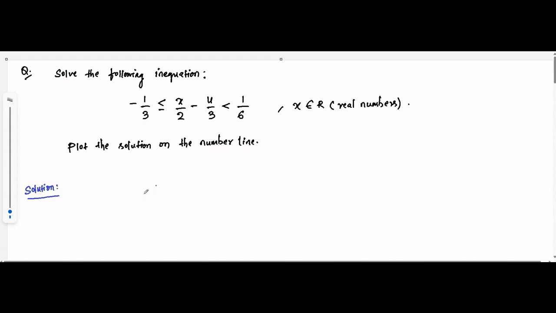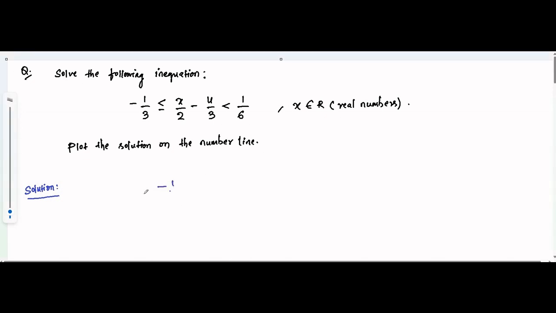So here is another question on linear inequations in one variable. We have to solve this given inequation, which is minus 1 by 3 less than or equal to x by 2 minus 4 by 3 less than 1 by 6, with x belonging to the set of real numbers, the replacement set, and we have to plot the solution on the number line. So first let us solve the given inequation.